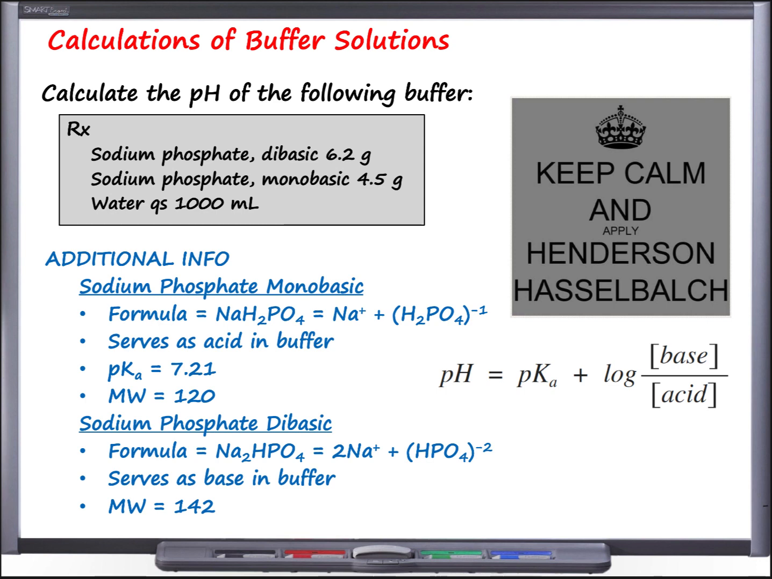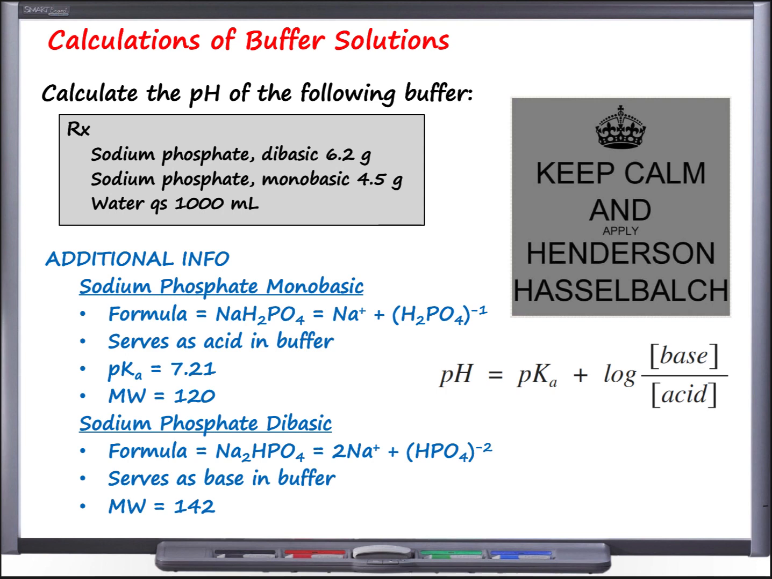Relax. With anything relating to pH, you can usually rely on this formula, which says that the pH of a solution is equal to the pKa plus the log of the concentration of the base in the solution divided by the acid in the solution. Remember, all buffers have an acid portion and a base, often also referred to as the salt part. But we'll say acid and base. Now, that's why it's so important to understand that in this solution that we are making, the monobasic sodium phosphate will serve as the acid.